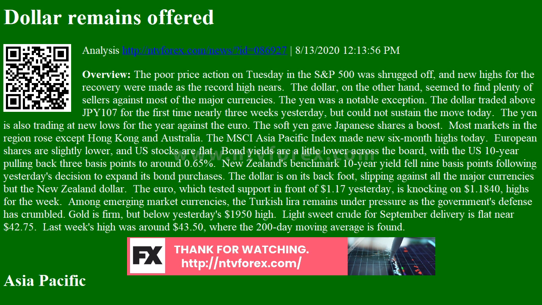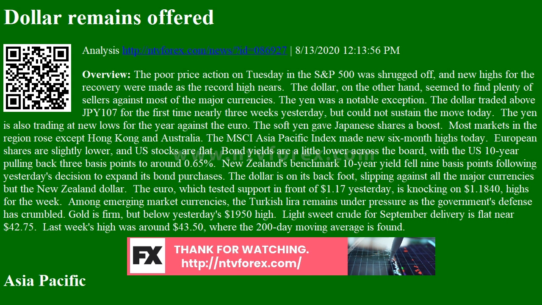Bond yields are a little lower across the board, with the US 10-year pulling back 3 basis points to around 0.65%. New Zealand's benchmark 10-year yield fell 9 basis points following yesterday's decision to expand its bond purchases. The dollar is on its back foot, slipping against all the major currencies but the New Zealand dollar. The euro, which tested support in front of $1.17 yesterday, is knocking on $1.1840, highs for the week.